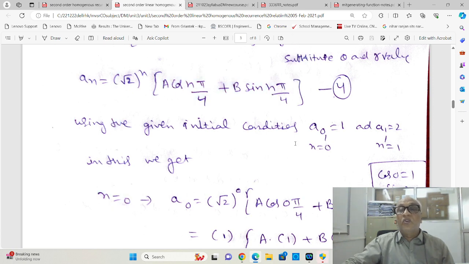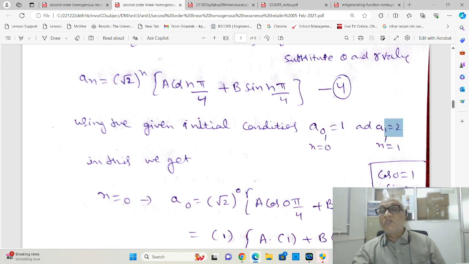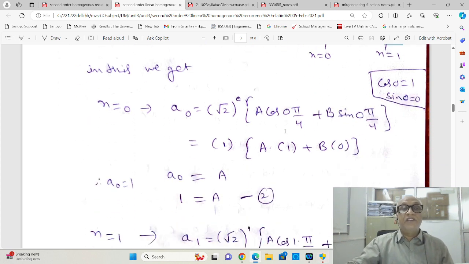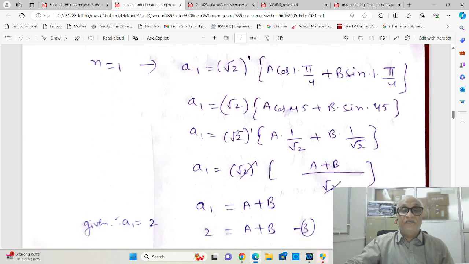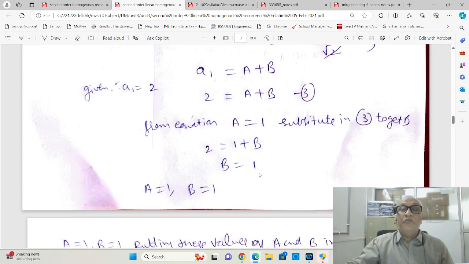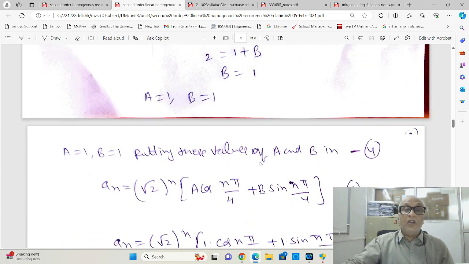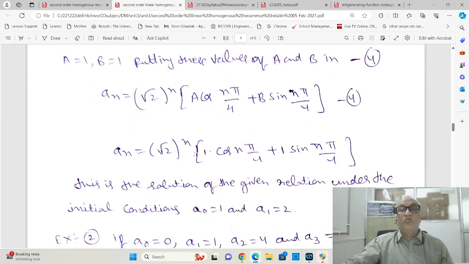Using this, as in the question itself it is given a0 equal to 1 and a1 equal to 2, we will be finding the value of a as 1 and the value of b as 1. This we put in the final solution and get the solution as an equal to square root of 2 to the power of n, 1 into cos n pi by 4 plus 1 into sin n pi by 4.